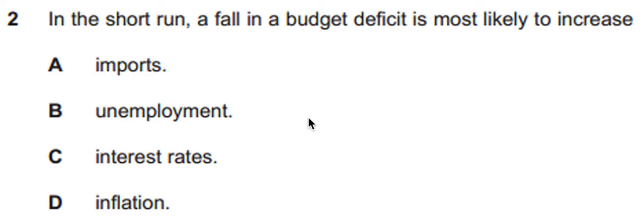This is question 2 of June 2013. In the short run, a fall in a budget deficit is most likely to increase, and then we have our 4 options. So firstly, a fall in the budget deficit. Now, what this means is there's either a reduction in government spending or an increase in taxation in order for the deficit to be reduced. So this is a contractionary fiscal policy, and it's most likely to increase one of these 4 options.